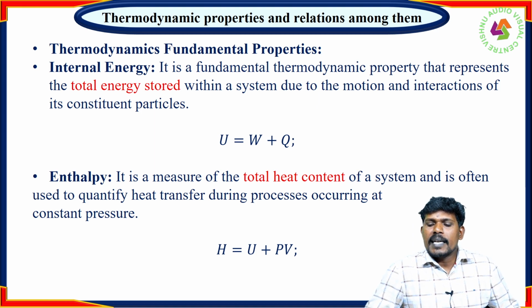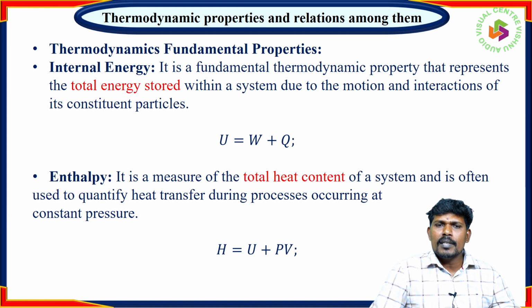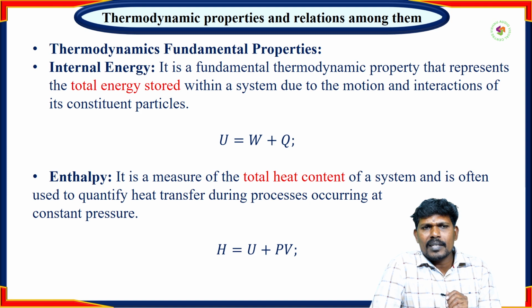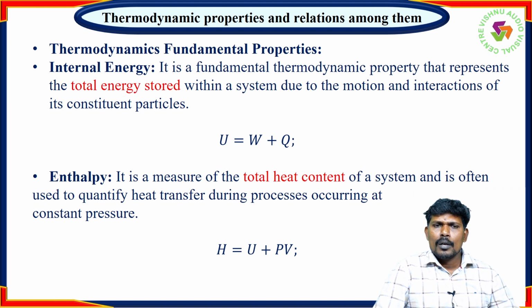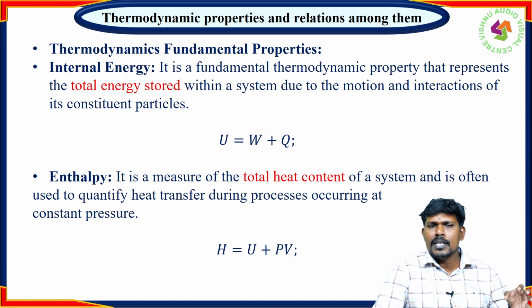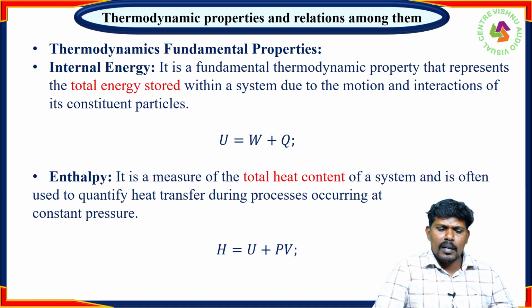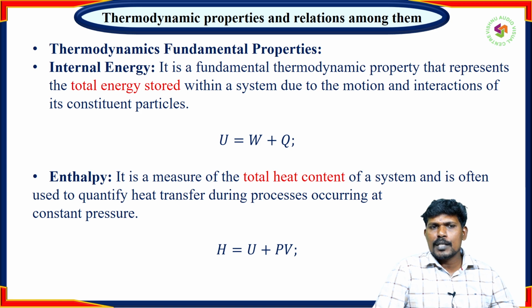Next one is the thermodynamic properties and relations among them. First we will see the basic fundamental thermodynamic properties. Later we will see how to develop the correlation between these fundamental properties. The first one is internal energy. Internal energy is the stored energy within the system due to the motion and interactions of its constituent particles. The expression is U, the internal energy, is equal to W plus Q. Here W is the work and Q is the amount of heat.